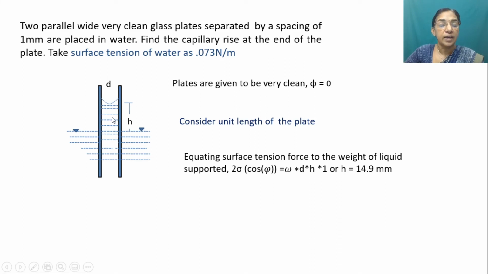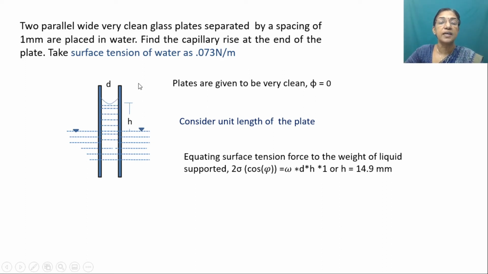Again we have to start from the basic principle, that the component of the surface tension force is balanced by the weight of the liquid column. The weight of the liquid column equals this spacing multiplied with the H value, and we consider the unit length. That gives the volume, and multiplied with the specific weight it gives the weight of the water column between the two plates. This is balanced by the vertical component of the surface tension force.